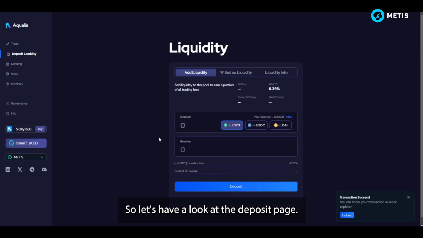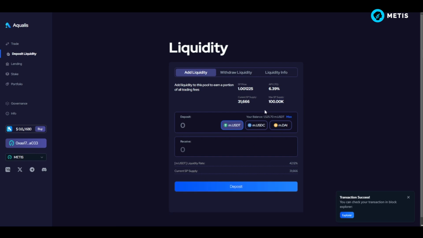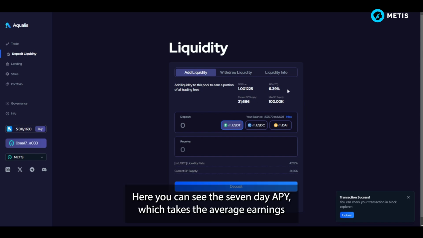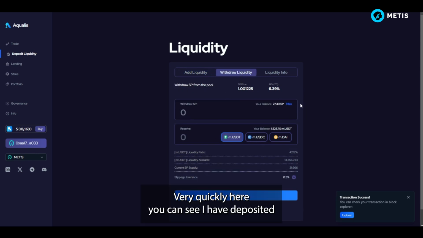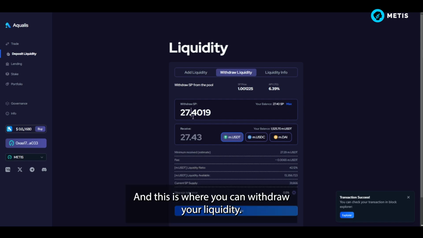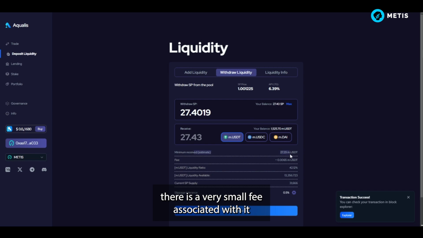So let's have a look at the deposit page. Since the Aqualis protocol is currently in a soft launch, we have put a deposit limit of $100,000, and currently we are sitting at 31,000 deposited. Here you can see the 7-day APY, which takes the average earnings over the past 7 days for our stable pool. Very quickly here, you can see I've deposited about $27.40 into here, and this is where you can withdraw your liquidity. Please do note though that when you add and withdraw liquidity, there is a very small fee associated with it, which can be seen here.